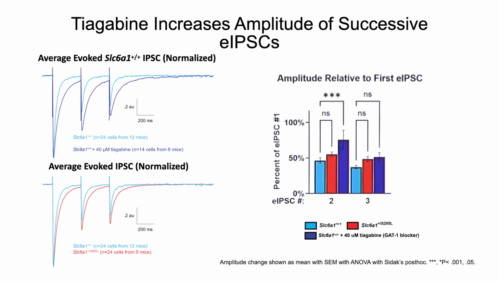So based on this observation, I don't think there is a deficit in releasable GABA, but there might be a better way to test this. And here are the superimposed responses.